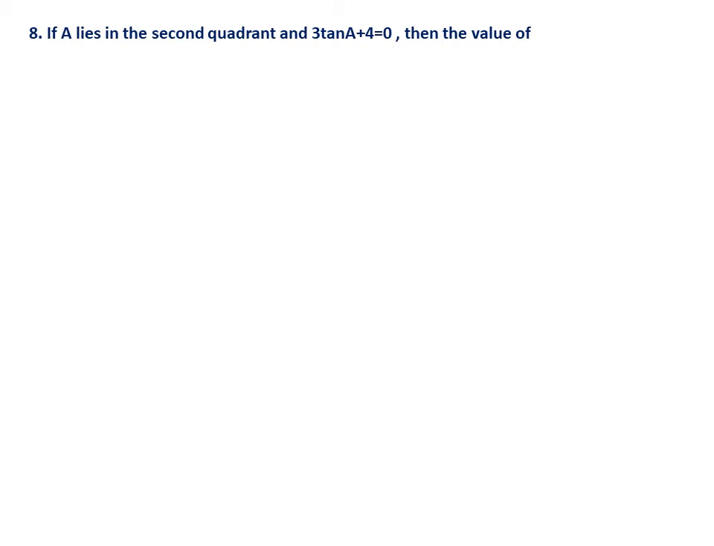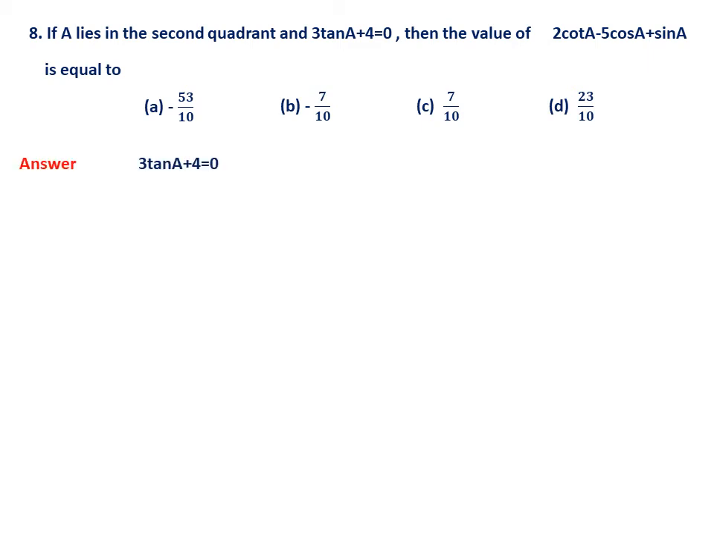Then 8th question. If A lies in the second quadrant and 3 tan A plus 4 equal to 0, then find the value of 5 cot A minus 5 cos A plus sin A. So options are given: minus 53 by 10, then minus 7 by 10, then 7 by 10 and 23 by 10. Now let us work out like this. 3 tan A plus 4 equal to 0. This implies tan A equal to minus 4 by 3.